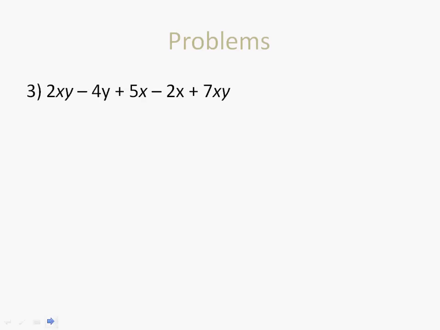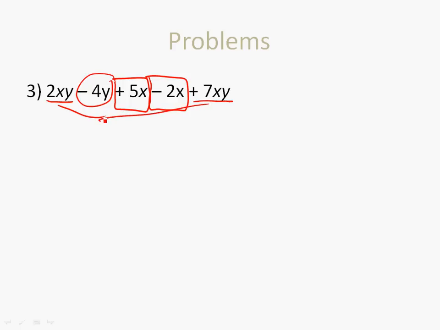Okay, let's look at just a few things to, again, make sure we're only putting like terms together. So 2xy minus 4y plus 5x minus 2x plus 7y. So first thing, I have xy's, and I have 7xy. Okay, I look, there's a y, so there's the minus 4y, and it doesn't look like there are any other y's. And then it looks like we have a plus 5x, and we also have a minus 2x. So those are x's, and so there's the like terms that we'll be able to put together.